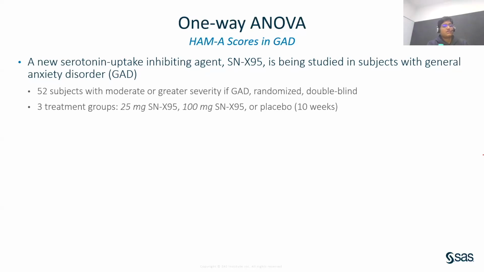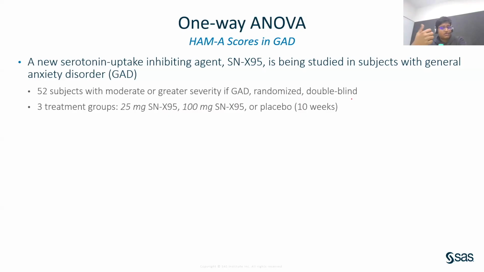And here we are looking at a serotonin uptake inhibiting agent, SNX 95, which is being studied in subjects with general anxiety disorder. Our subjects have either moderate or greater severity of the general anxiety disorder. They have been randomized into one of three treatment groups, and it's a double-blind study. Double-blind meaning neither my participants nor the doctors know which treatment group has been assigned to which patient.